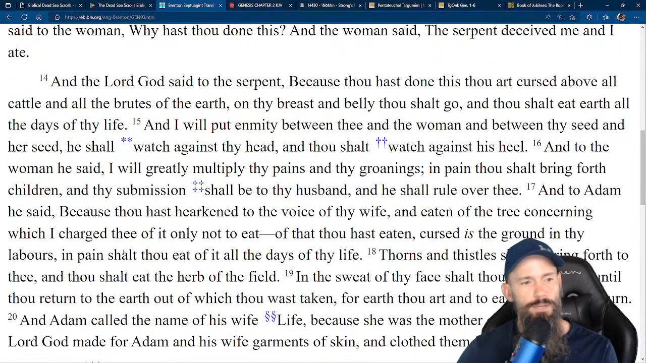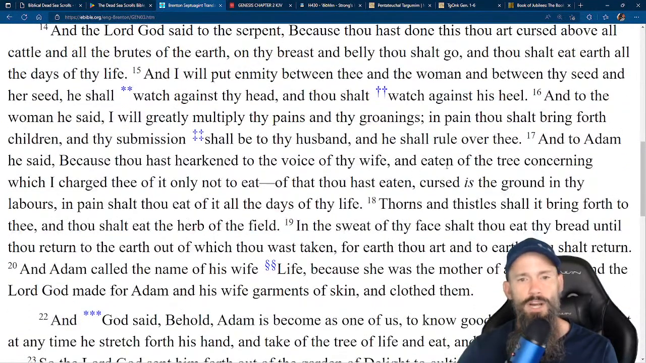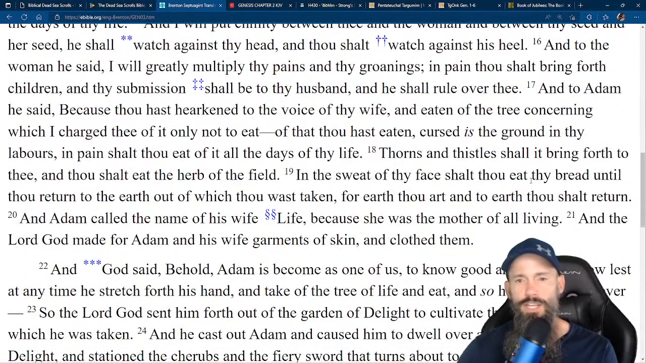And to Adam he said, "Because thou hast hearkened to the voice of thy wife, and eaten of the tree concerning which I charged of thee of it only not to eat, of that thou hast eaten, cursed is the ground in thy labors, in pain shalt thou eat of it all the days of thy life. Thorns and thistles shall it bring forth to thee, and thou shalt eat the herb of the field. In the sweat of thy face shalt thou eat thy bread until thou return to the earth out of which thou wast taken. For earth thou art, and to earth thou shalt return."